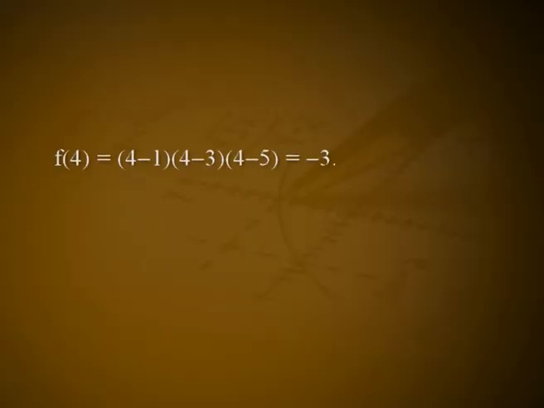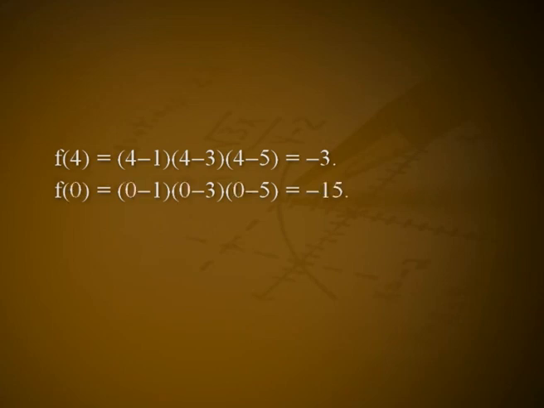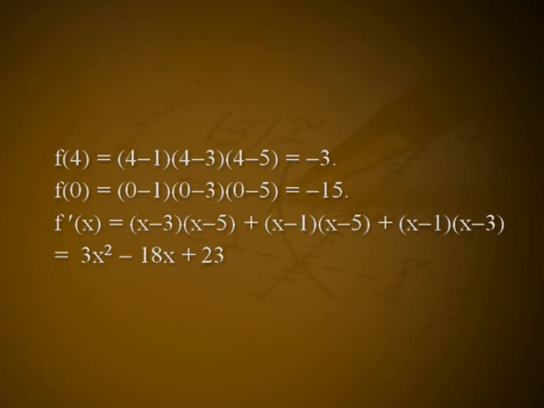Here f(4) = (4-1)(4-3)(4-5), which is equal to -3. f(0) = (0-1)(0-3)(0-5) = -15. f'(x) = (x-3)(x-5) + (x-1)(x-5) + (x-1)(x-3), which is equal to 3x² - 18x + 23. Therefore, by the mean value theorem, 3c² - 18c + 23 = 3 for some c in the open interval (0,4).